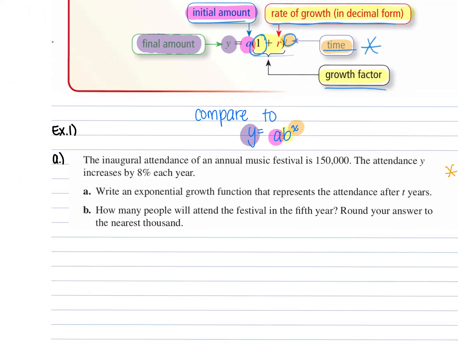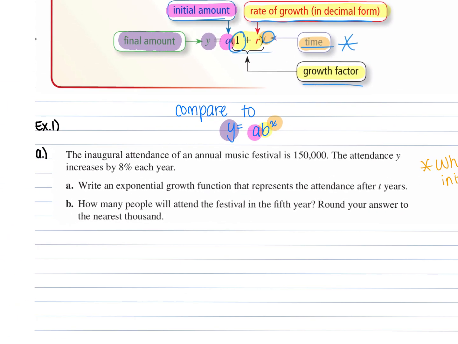So in this first problem, all we're going to do is set up the exponential growth equation. It says the inaugural attendance of an annual music festival is 150,000. The attendance Y increases by 8% each year. Write an exponential growth function that represents the attendance after t years. So first, let's start with our exponential growth function. It's y equals a times 1 plus r to the t power. And by the end of this lesson, I guarantee you'll have that memorized. We're going to use it a lot.